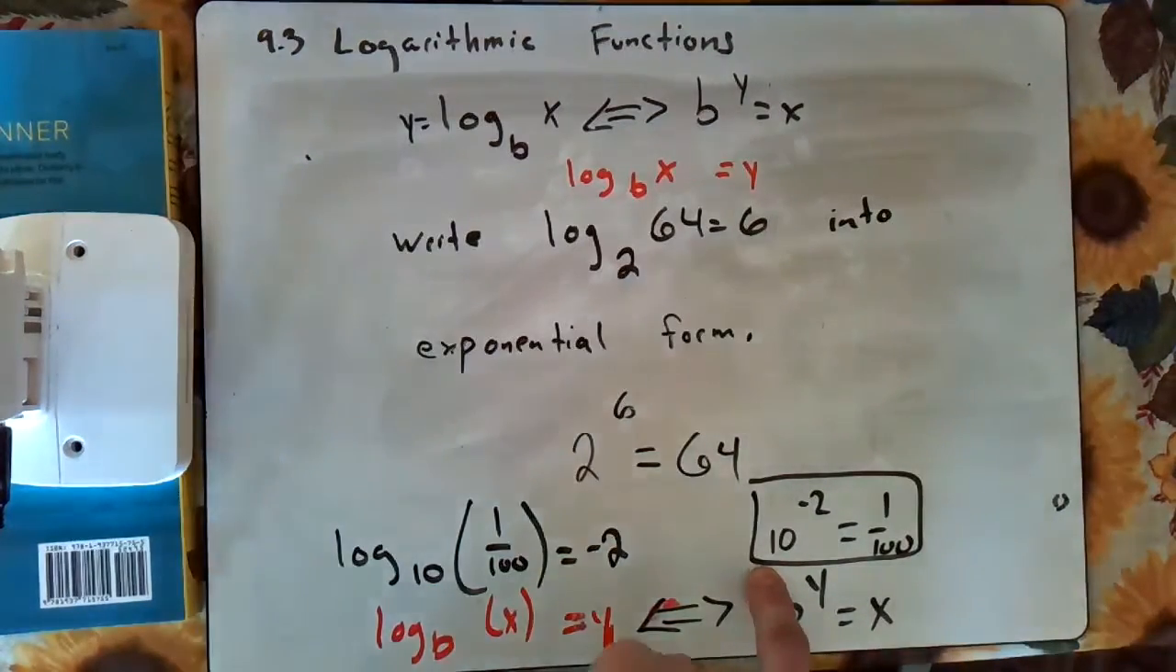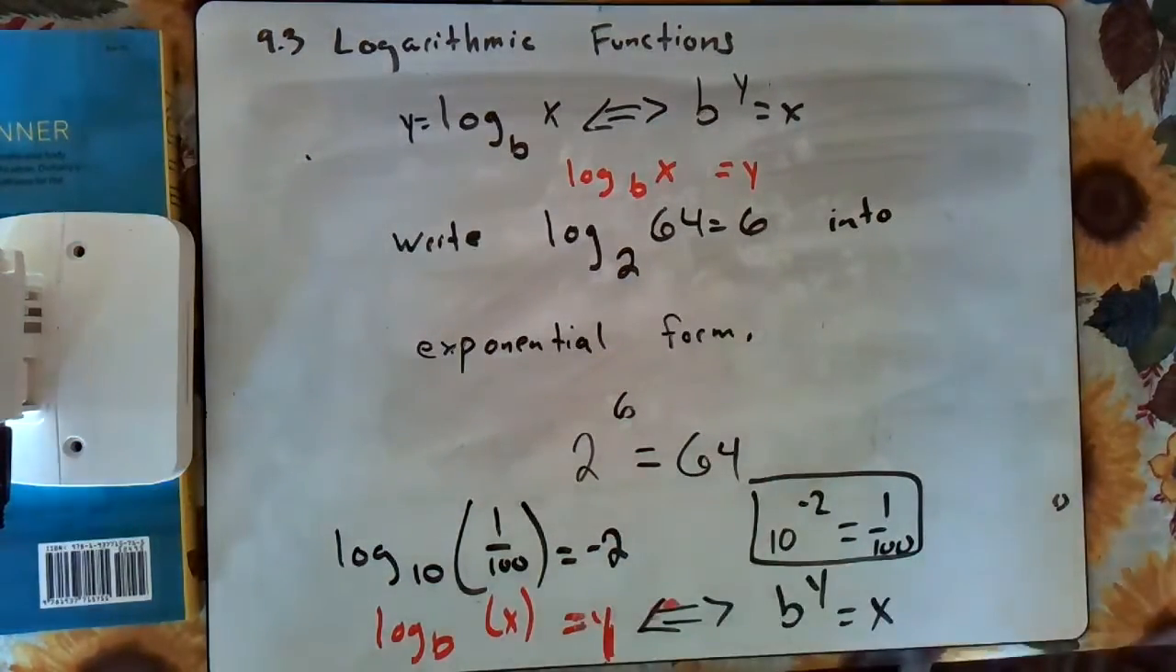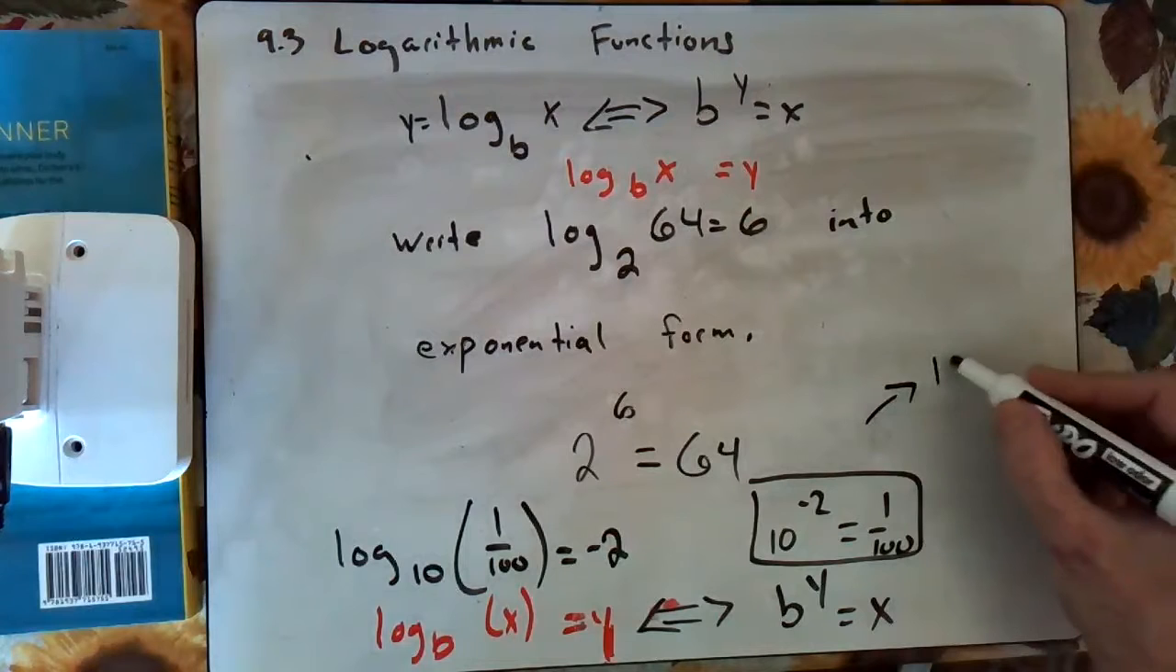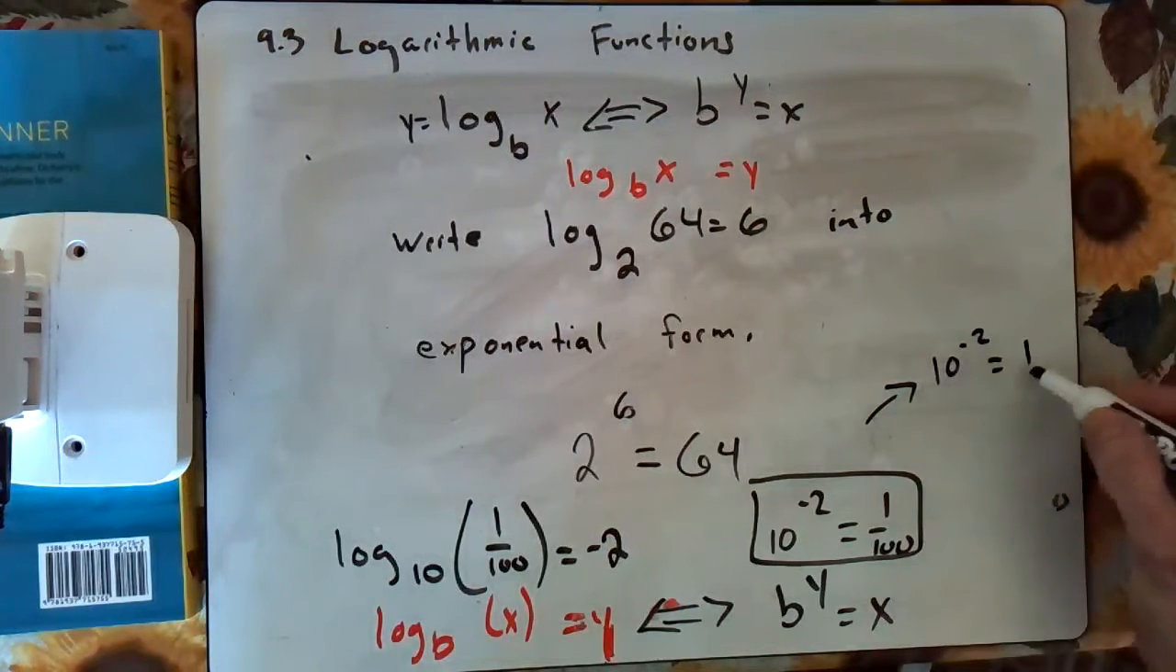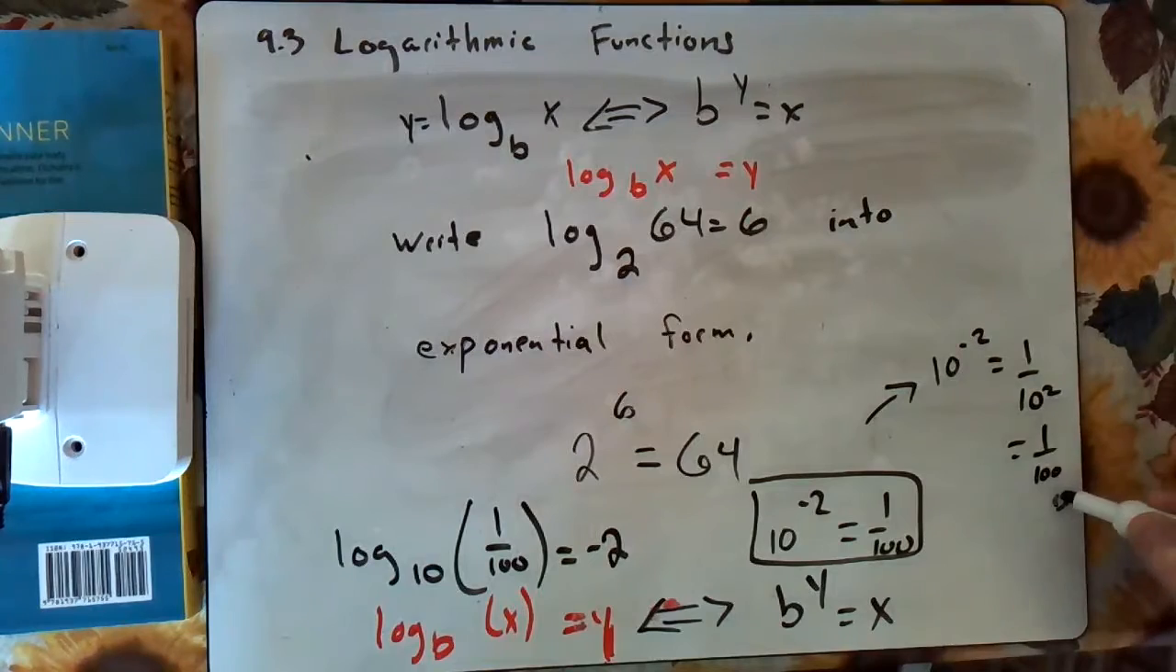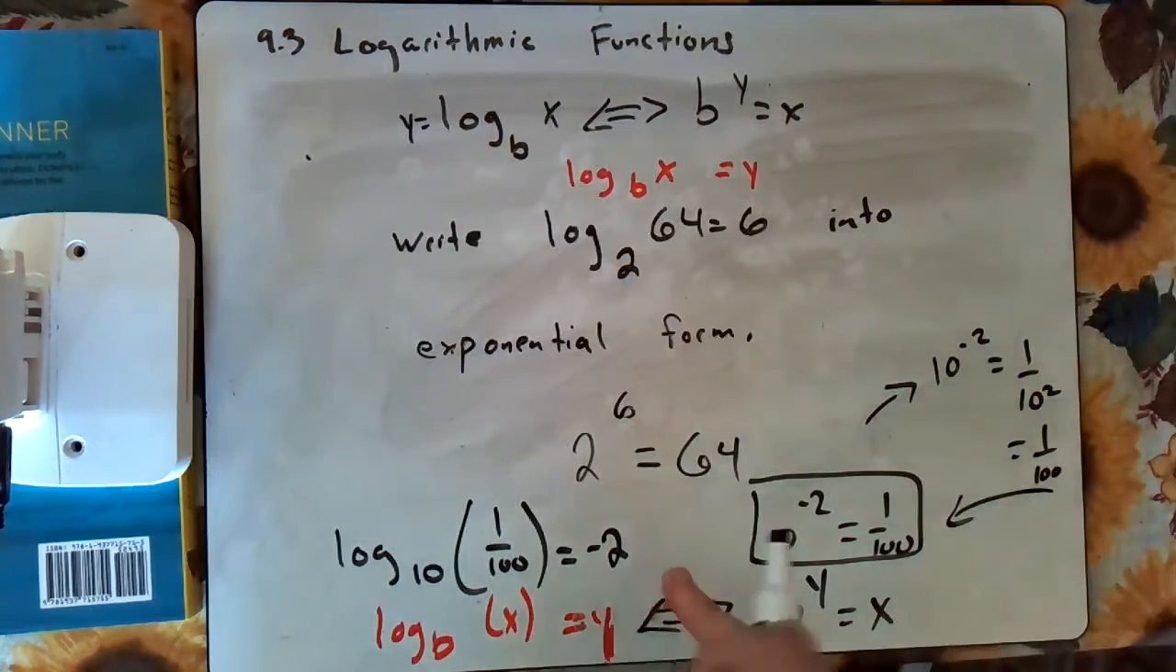Does that make sense, though? 10 to the -2 equals 1 over 100? It does, right? Remember, how do you deal with negative exponents? You flip them and you make them positive. So this becomes 1 over 100. So we get back to that right there.